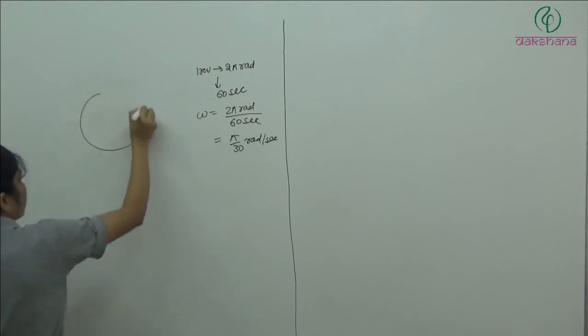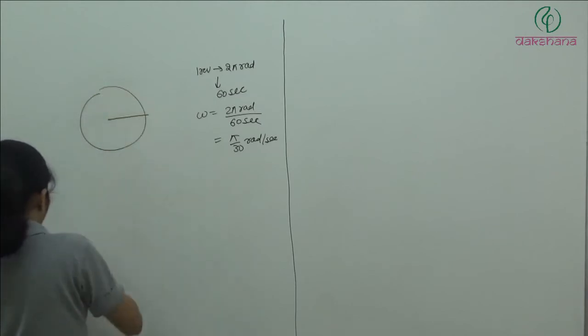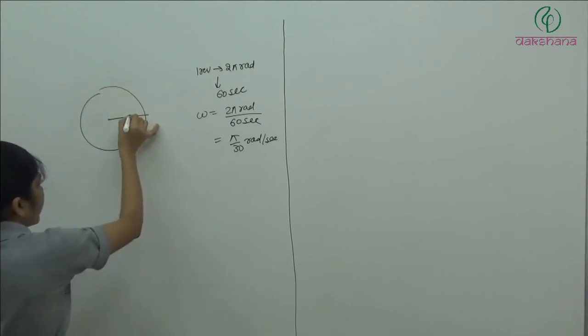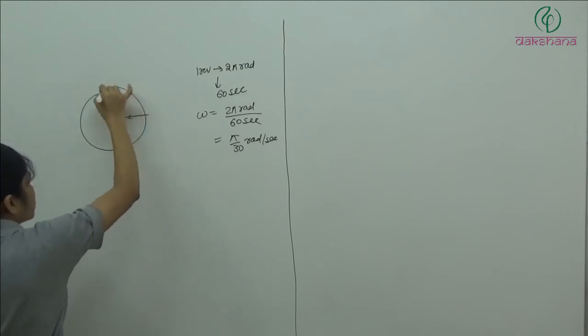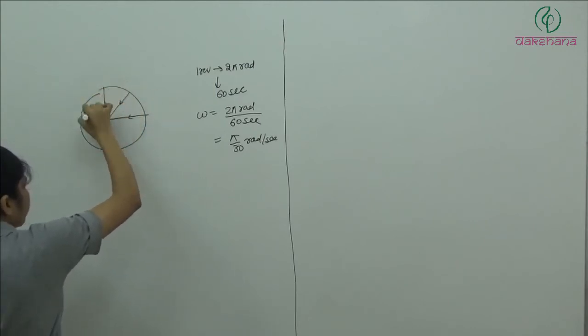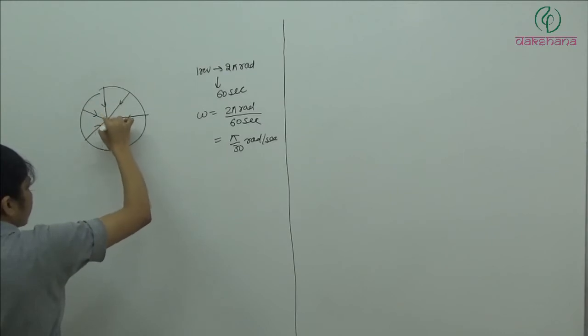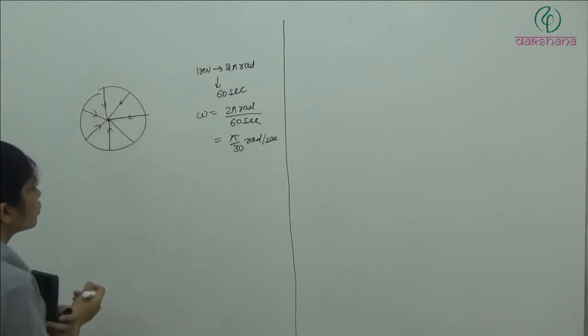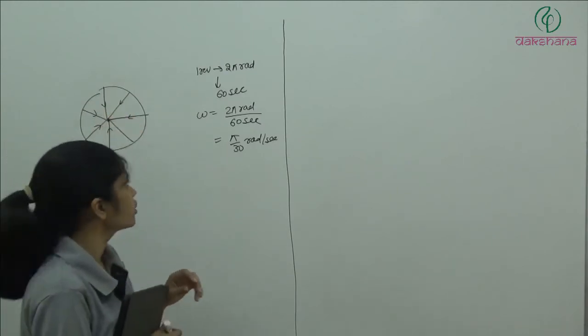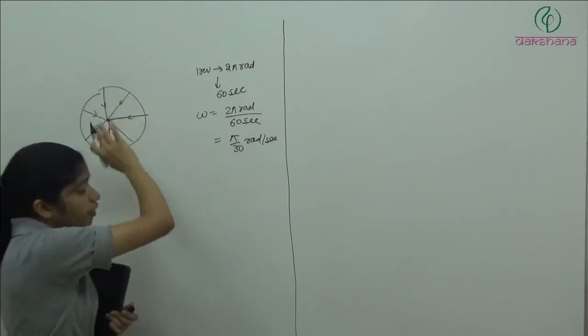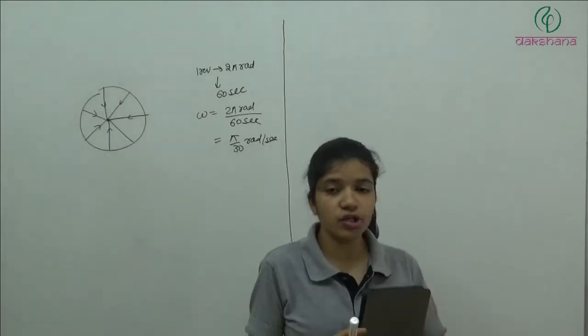First, let's see. In revolution, when it is revolving around a point, the centripetal acceleration will be like this, at different instants it will be towards the center. Clear? So now, to find the average acceleration in one revolution.